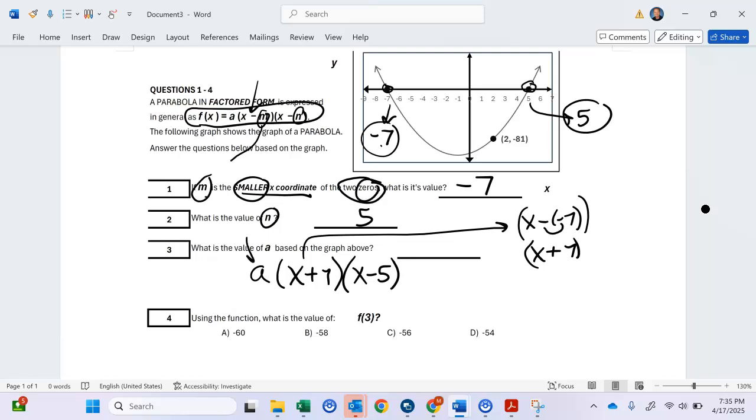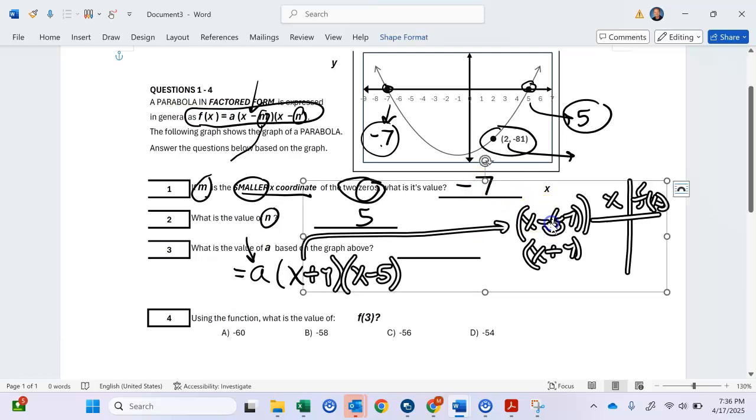But what about a? Well, what we know is that right here, when x is 2, and we can even make a chart, right? We can go x and f of x. Let's make it so. Go ahead and make a chart. And let me clear out this.